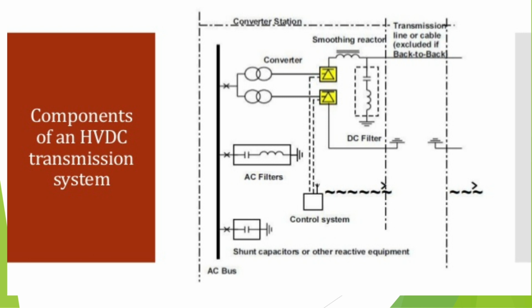And next one is shunt capacitors. The shunt capacitor's purpose is it provides the reactive power. Reactive power is necessary for satisfactory operation of the converters. And here we are using the back-to-back DC link. In the coming slides we will see what is back-to-back DC link. But the back-to-back DC link is nothing but one type of HVDC link. This is about the components of HVDC transmission system.